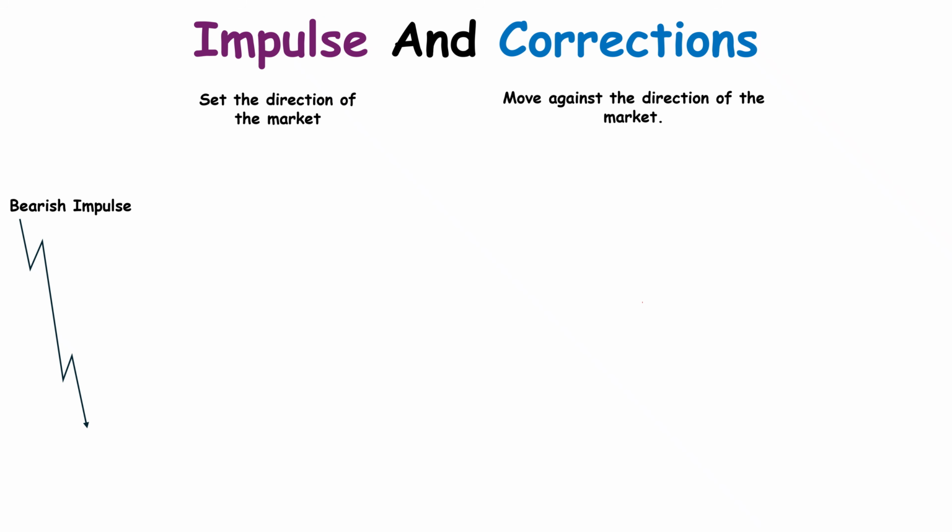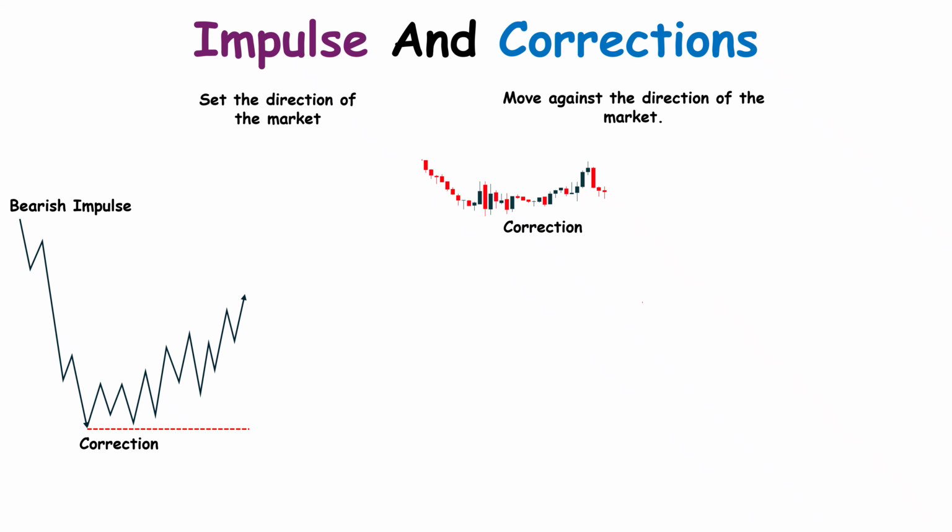not against it. So what's the difference? An impulse move is fast, clean, aggressive. It moves with strength, big candles, low pullbacks. It breaks structure and shows real intention. A correction, on the other hand, is slow, choppy. It moves sideways or gently against the main trend. It respects structure but doesn't break it.